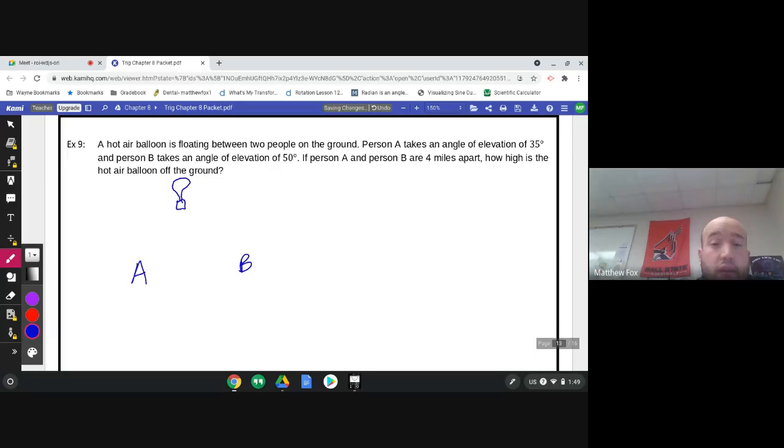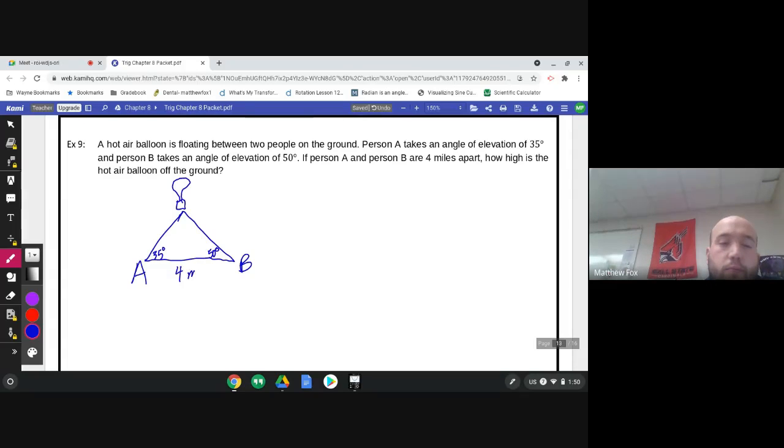Okay, and it says that person A has an angle of elevation of 35 degrees. Meanwhile, person B has an angle of elevation of 50 degrees, and they are 4 miles apart. Okay, it asks us how high are they. So height, I'm going to put a little dotted line here to show what that is. Now, we don't know how high they are yet, but we can find it out.